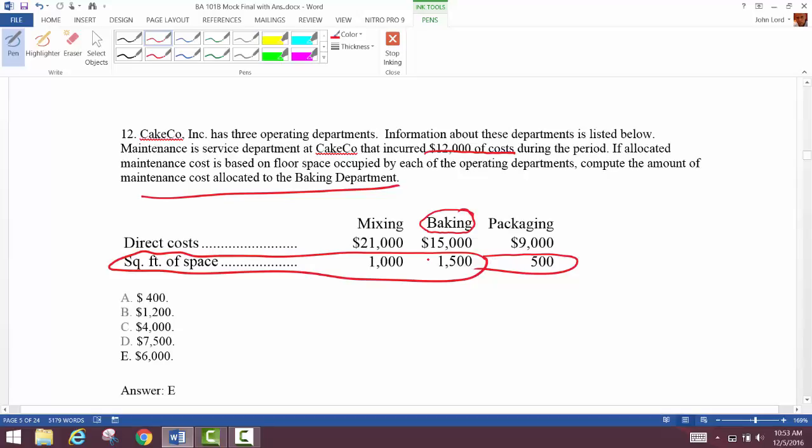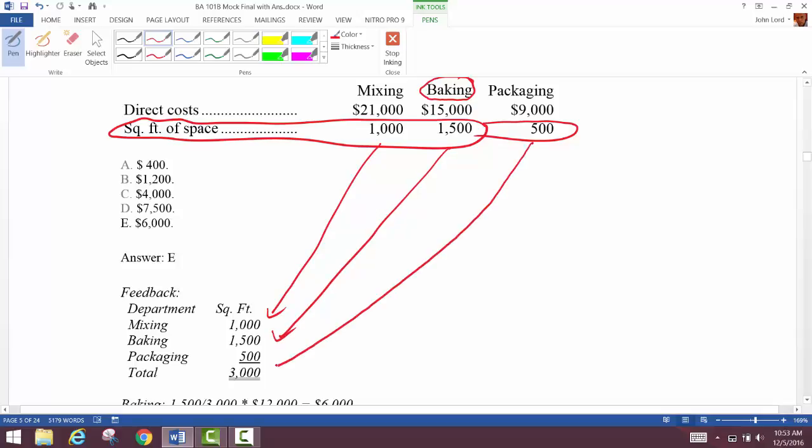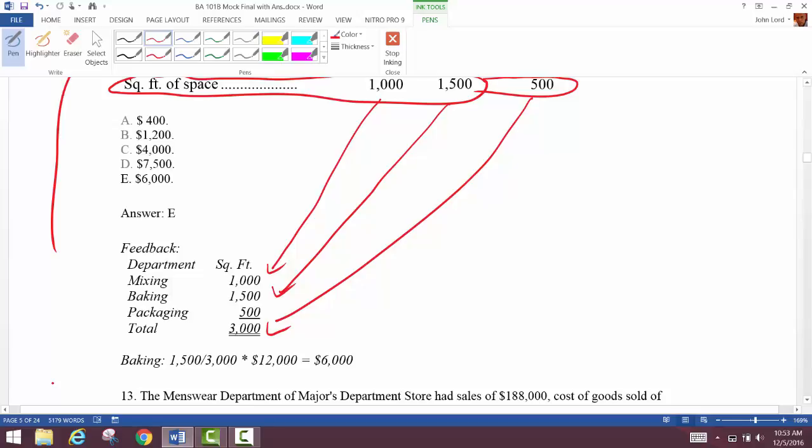And so we need to know the floor space, right? If you look down here, they add up the floor space for all three of these to give me the total floor space. They pick up that maintenance cost of 12,000, and then they figure out how much of that is baking. So 1,500 divided by the total times 12,000 is $6,000. So the answer here is E.